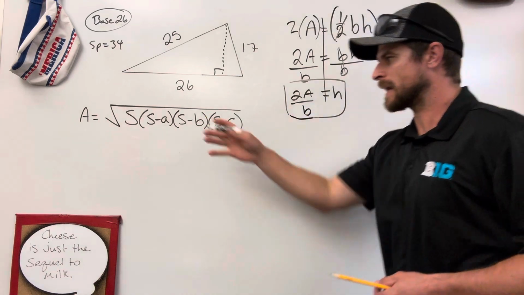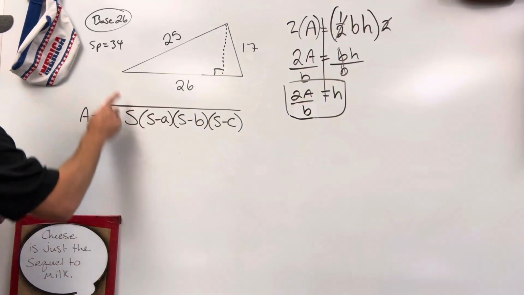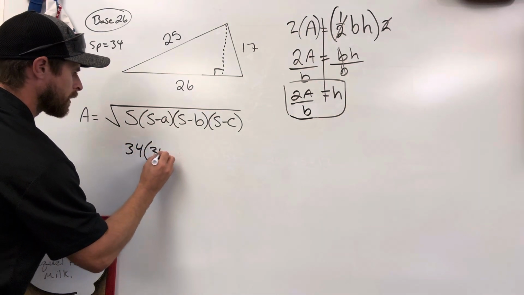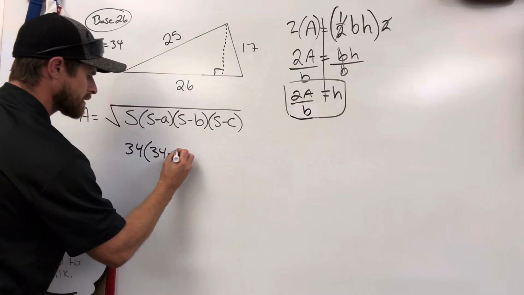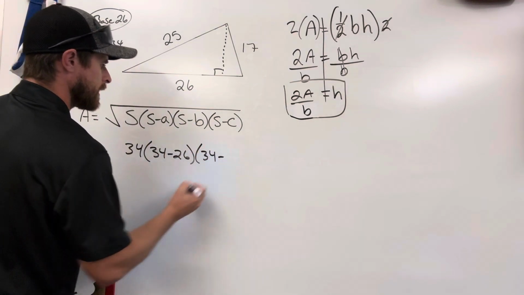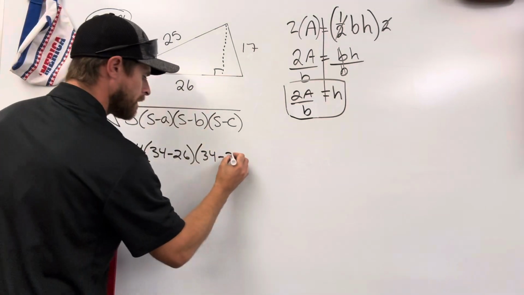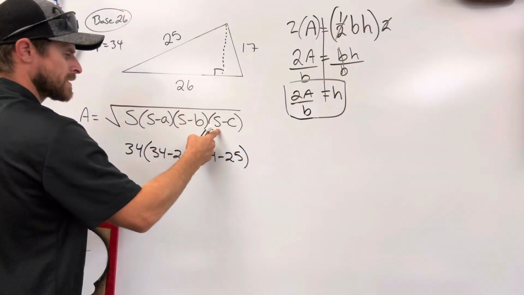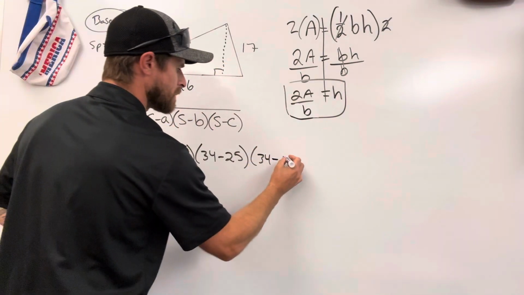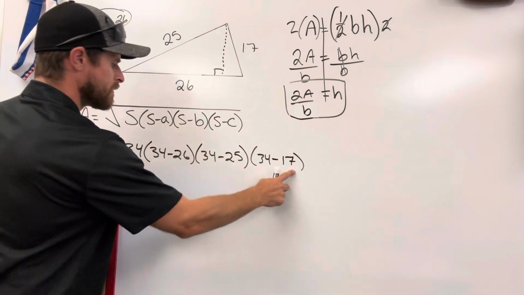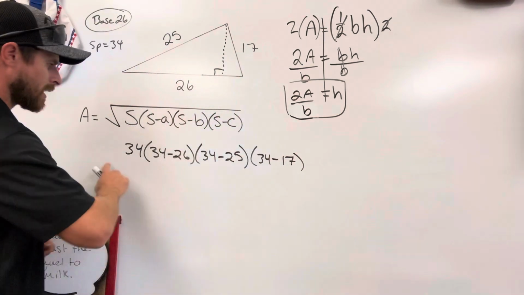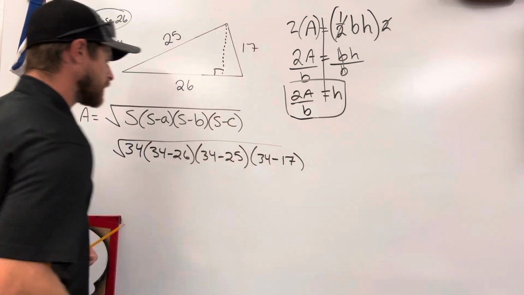Okay, so back to Heron. S, semi-perimeter is 34, so we're going to say 34 times 34 minus A, which is 26. S, again, we're putting 34 down, taking away B, which is 25. And then S again, 34, minus C, which is 17. Notice I'm using all three of the sides, 26, 25, and 17. Now we got to work all this out. Don't forget to square root it all when it's done.